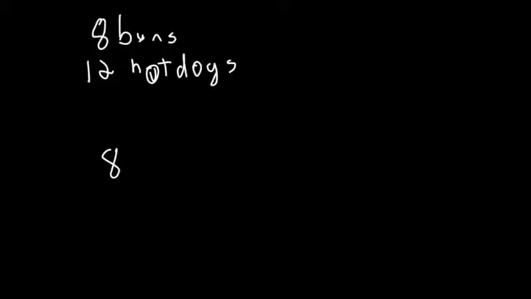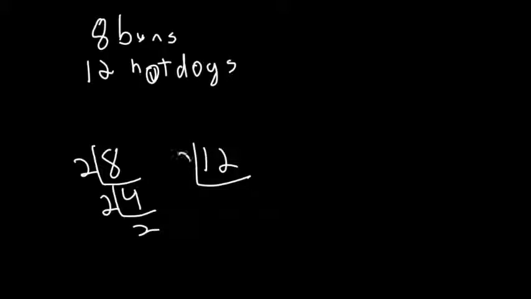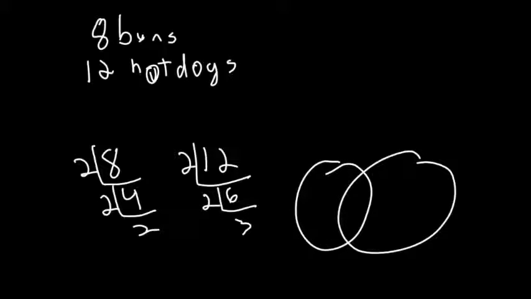So start with 8 and 12. Let's factor them real quick. So that'd be 2 times 4, which is 2 times 2. 12 would be 2 times 6, which is 2 times 3. Put that into my Venn diagram. So I got a 2 and a 2 in common. And a 2 left over for the 8 and a 3 left over from the 12.